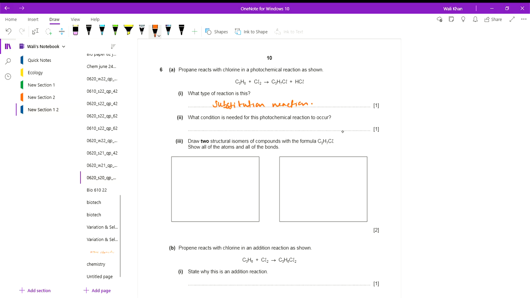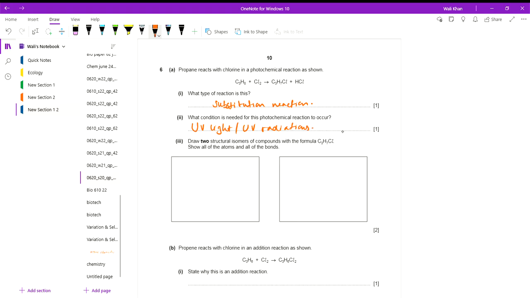What condition is needed for photochemical reaction to occur? एक तो आपके पास UV लाइट होगी, ठीक है, अल्ट्रावायलेट लाइट, UV लाइट और UV radiation.